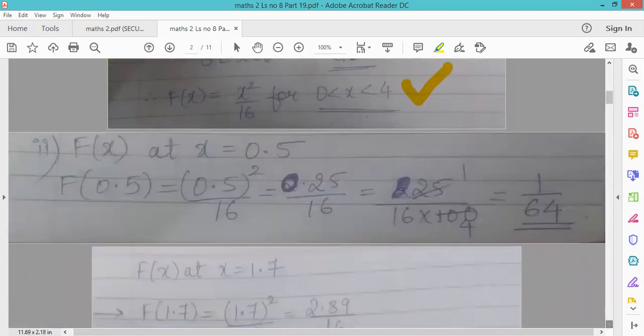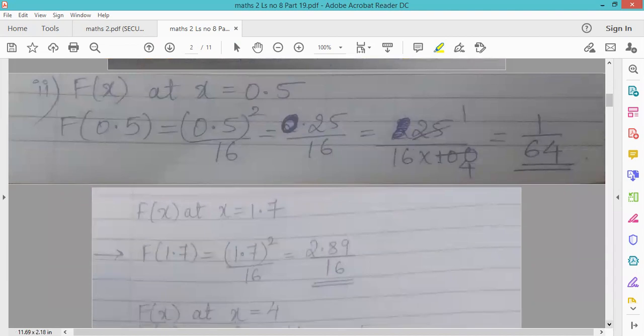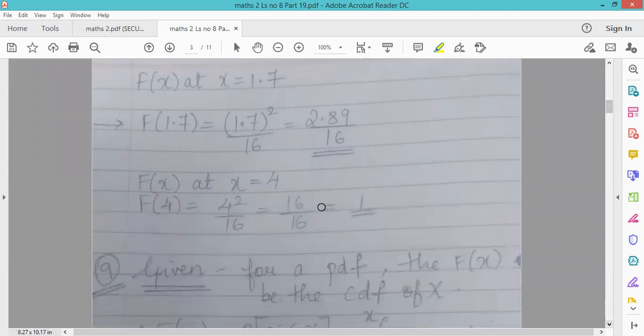Now easily we can find out the value of F of x. So the first one which was asked was x is equal to 0.5. So instead of x, we'll substitute 0.5 the whole square upon 16, which gives 0.25 upon 16. On removing the decimal, 25 upon 16 into 100, 25 ones are 25, fours are, answer is 1 upon 64. In the similar manner, F of x at x is equal to 1.7, sorry. So F of 1.7 is equal to 1.7 the whole square upon 16, which gives 2.89 upon 16.